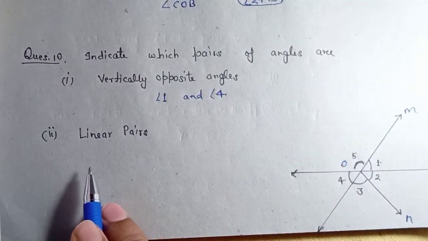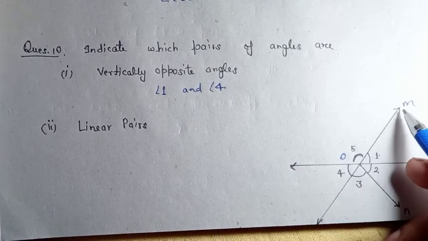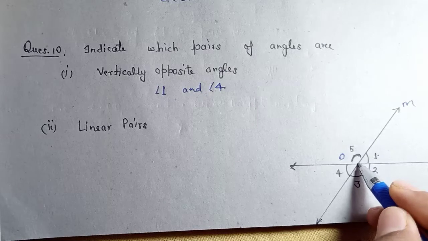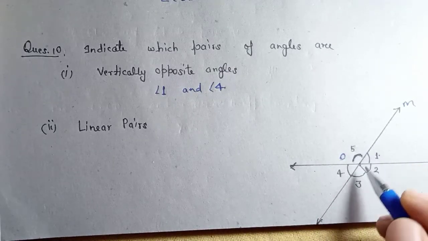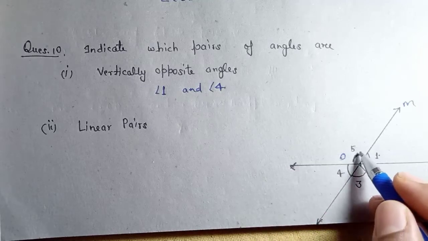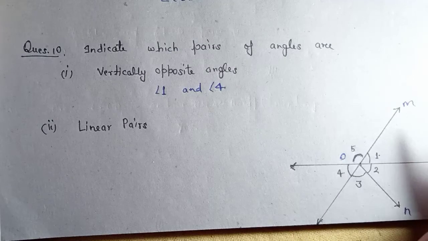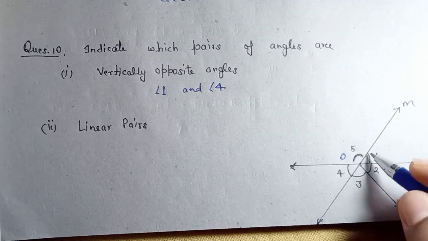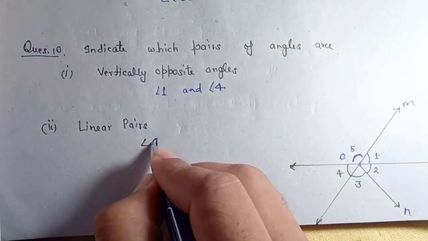Linear pairs. For linear pairs we have on M, you can see this is the angle which is formed on a line. This is the angle 4 and 5 which are formed on a line. Therefore they both make a linear pair. Sum of 4 and 5 is 180. So linear pairs are 4 and 5.